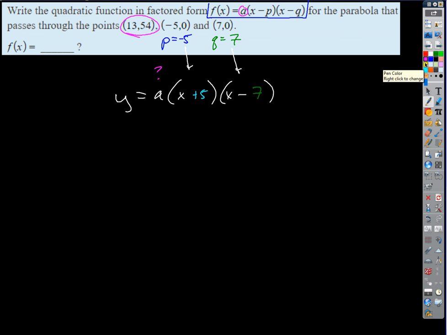What if I plug in 13 for x and 54 for y? That's a solution, right? Well, look what happens then. I end up getting 54 equals A times 13 plus 5. What's that? 18 times 13 minus 7. I'm plugging, because that's 13 right there, right? I'm plugging 13 in for x.